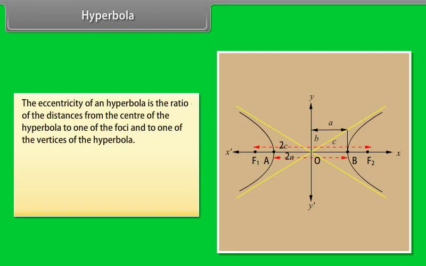The eccentricity of a hyperbola is the ratio of the distances from the center of the hyperbola to one of the foci and to one of the vertices of the hyperbola. That is, e = c/a. Since c is greater than or equal to a, the eccentricity is never less than 1.